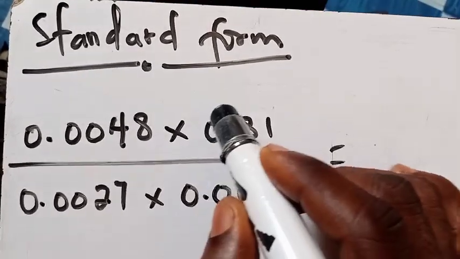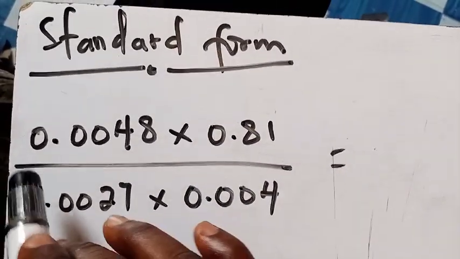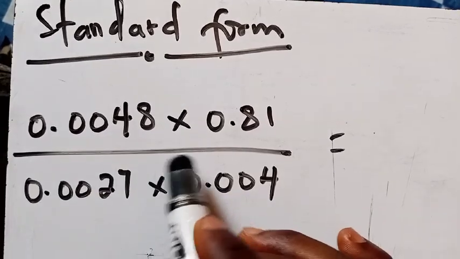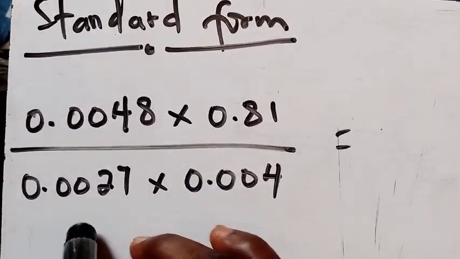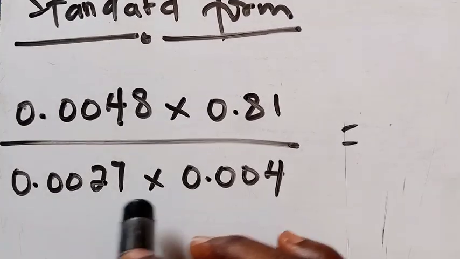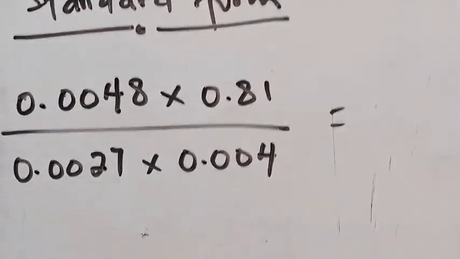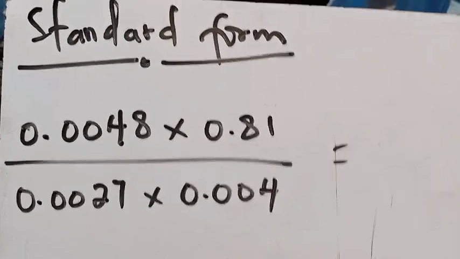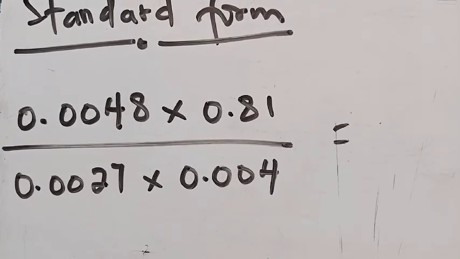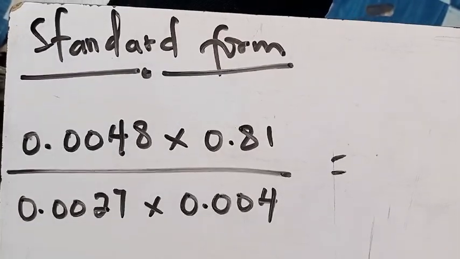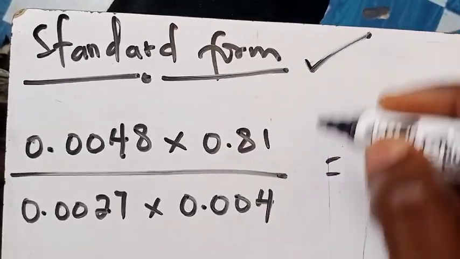We are given this question that says 0.0048 multiplied by 0.81, everything divided by 0.0027, then multiplied by 0.004, right? So we want to solve this expression and leave our answer in standard form. That is the key word here. So this is standard form.